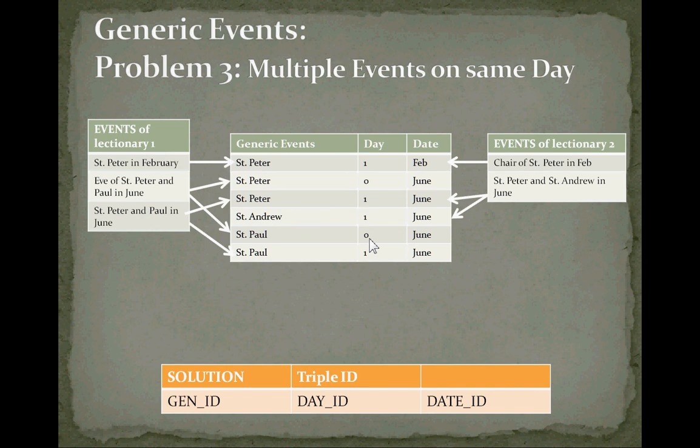So the solution for the generic events was to create an intermediate table that permits multiple links or relations between events of different lectionaries on 3 levels. There is the ID of the festival, the identity meaning St. Peter, a saint, or Sukkot, or Epiphany, or whatever, to be able to link festivals that do not bear the same name. So the day ID serves the purpose that you can have a festival that has several days, and the date ID serves the purpose that you can have, like here, a festival that lasts for several days.